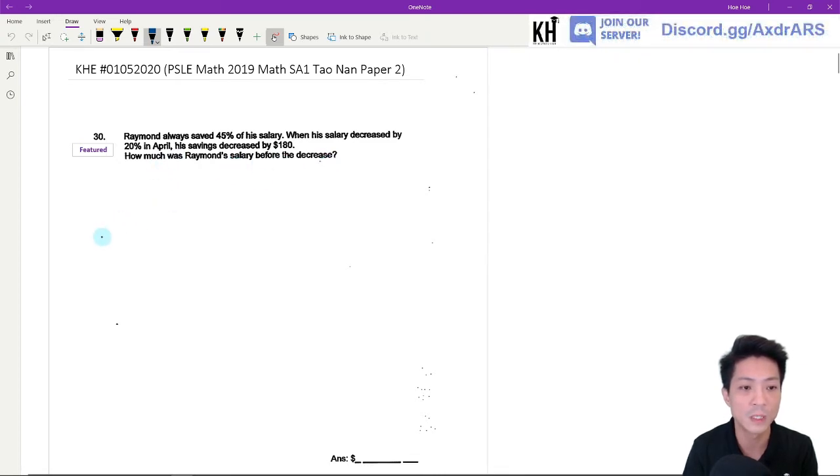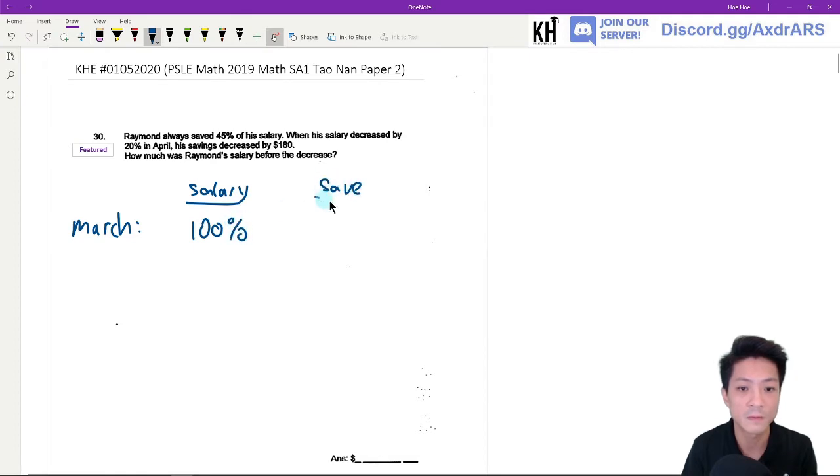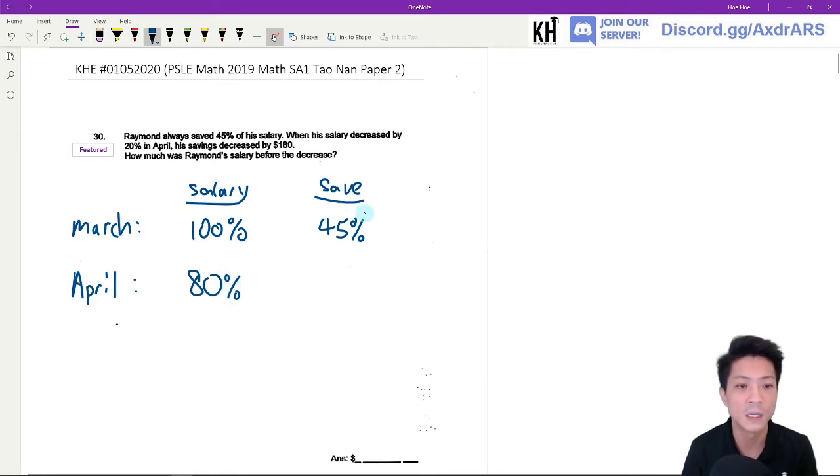Okay, so in this case, let's say the month before April will be March, right? Let his salary in March be 100%. He will save 45%. When his salary is decreased by 20% in April, it became 80%, right? Because it decreased by 20%.